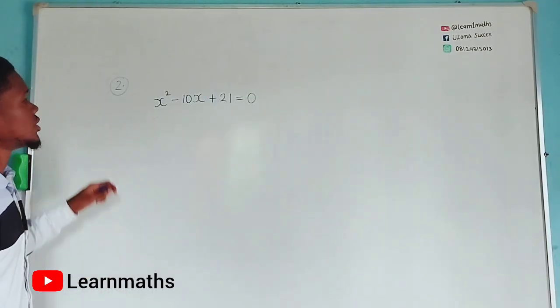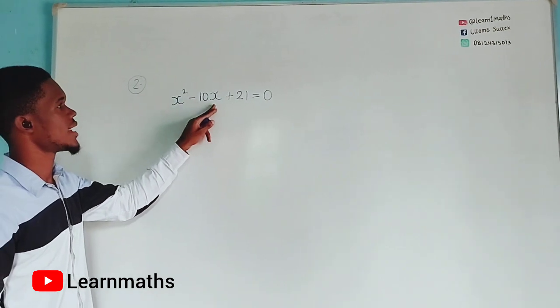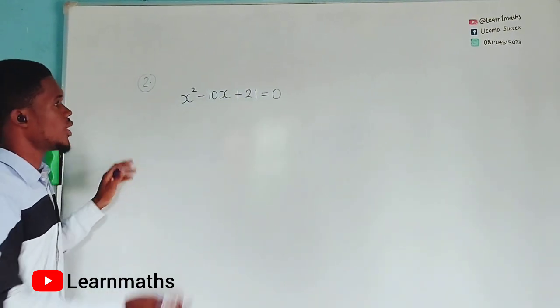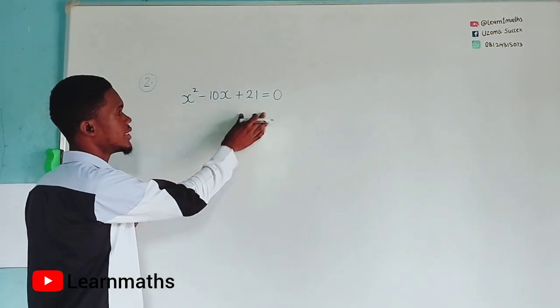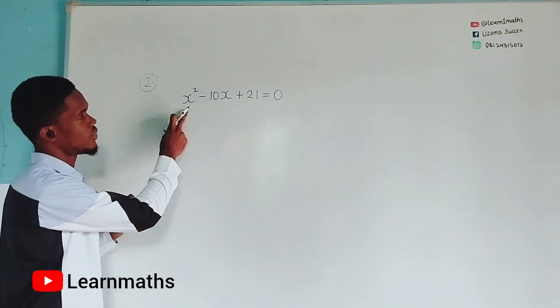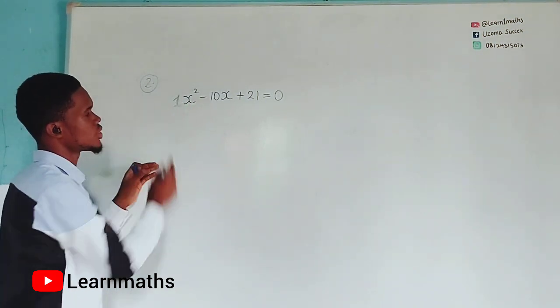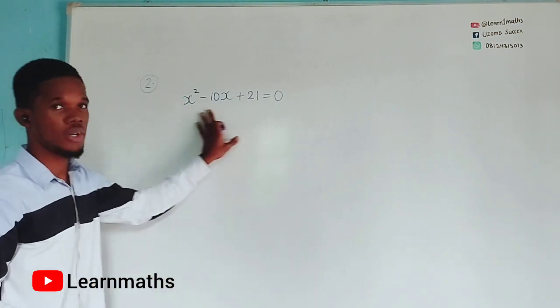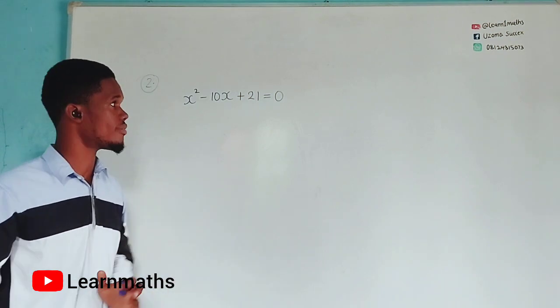Alright, so moving over to the second quadratic equation, we have x squared minus 10x plus 21 equal to 0. Now, we have a quadratic equation we are familiar with. We have the three terms a, b, and c. What's the coefficient of x squared here? 1, right? But we don't usually indicate the 1. So now that we have a normal quadratic equation we are all familiar with, we are going to factorize it the way we are familiar with.